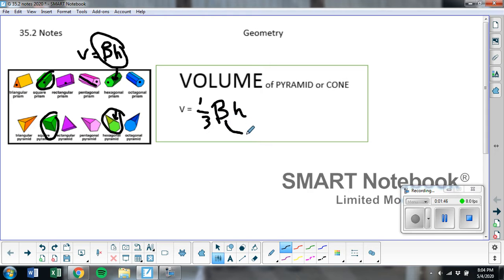Just like always, B stands for area of the base. So don't pick one of the numbers on the base. If there's like a 2 right here, don't put 2. Find the area of this base. The 2 may help you. And then the height is actual height, not slanted height. There was another video on that earlier, the difference between height and slanted height. Slanted height is on the outside and height is on the inside. And we'll do some examples today so you'll see. So let's go ahead and get started.